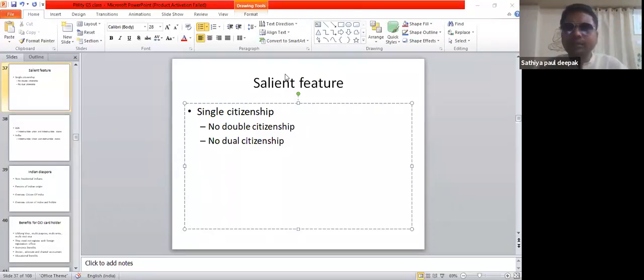Why is that? Supposing we give citizenship for states, like citizen of Tamil Nadu, citizen of Karnataka, Kerala, UP, etc. What will happen is that there will be secondary grade treatment of citizens in other states. Supposing a person moves from one state to another, he will be treated as a secondary grade citizen.